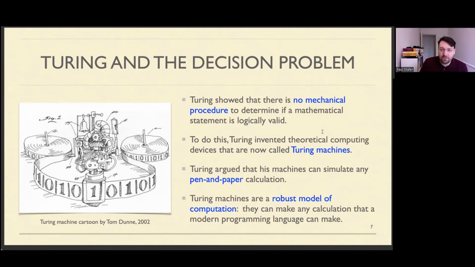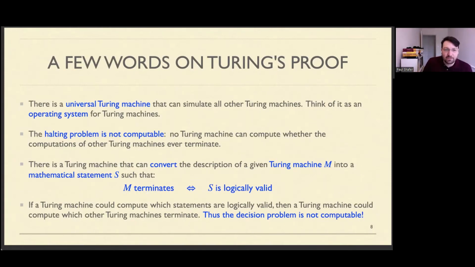Okay, so Turing's idea was to invent these machines that are now called Turing machines. And he gave a heuristic argument explaining why his machines were good machines, right? How they could replicate any pen and paper calculation that a human could do following some collection of instructions. He developed what's called a universal Turing machine that can simulate any other Turing machine.